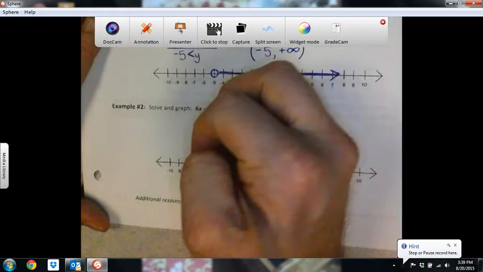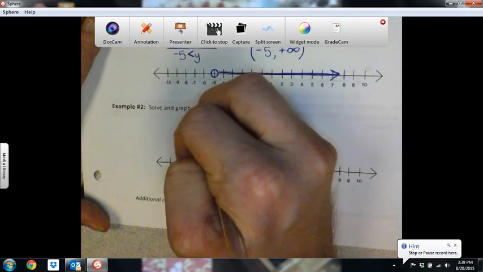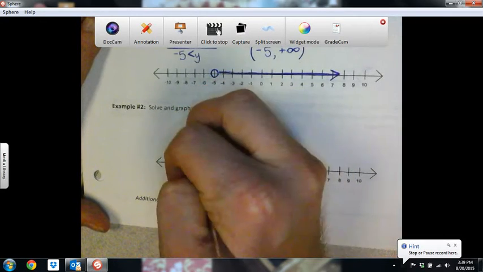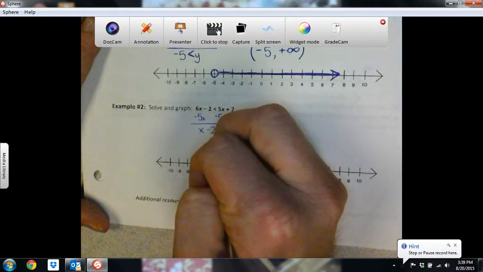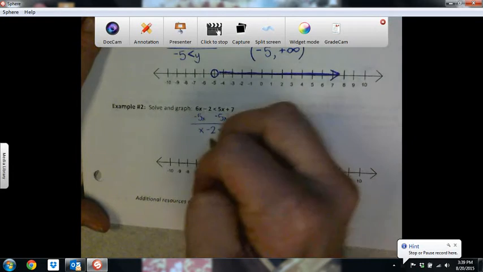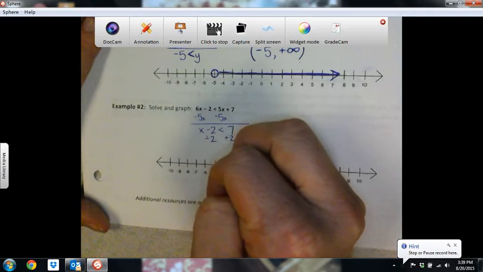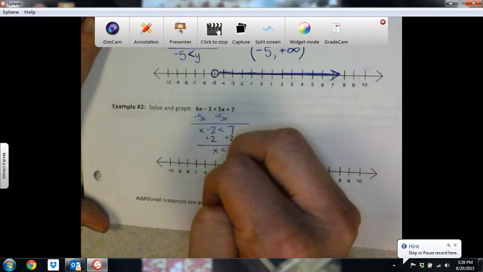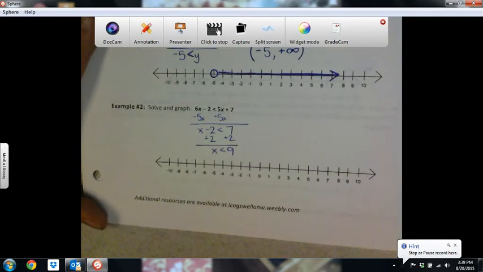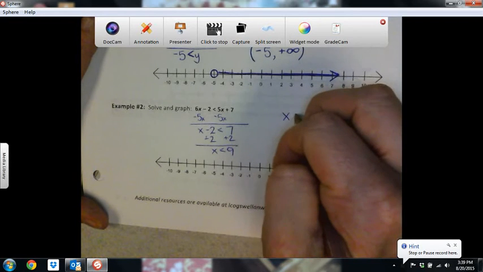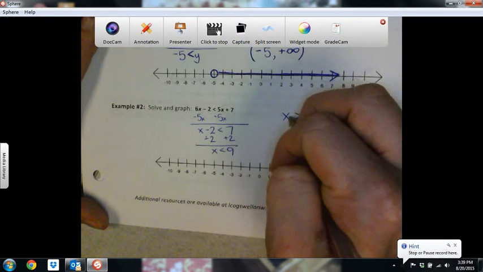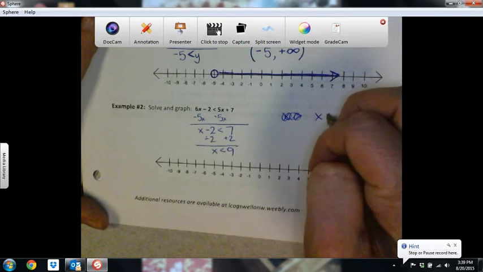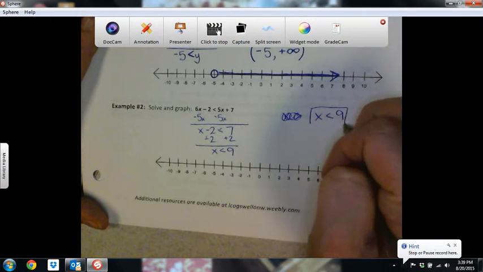Again, I want to get all of my x's to the same side, so maybe I'm going to subtract 5x from both sides. I get x minus 2 is less than 7. I'll add 2 to both sides, and I get x is less than 9. Now again, it's a less than symbol. X is less than 9, I'm sorry, I wrote that incorrectly.